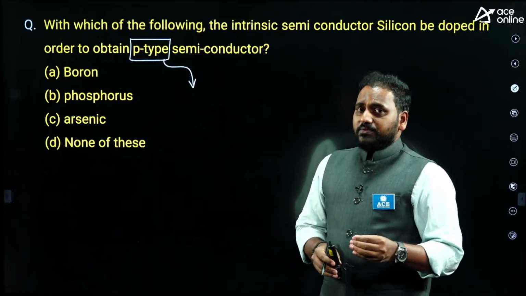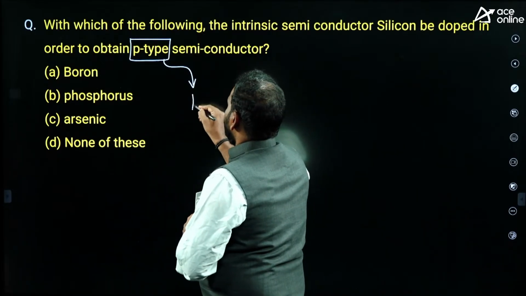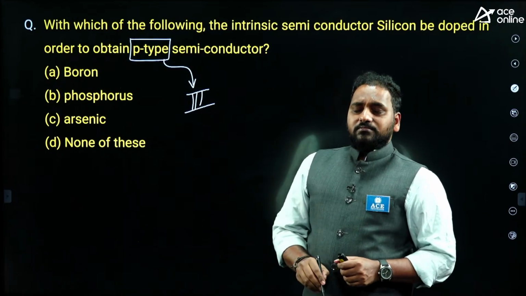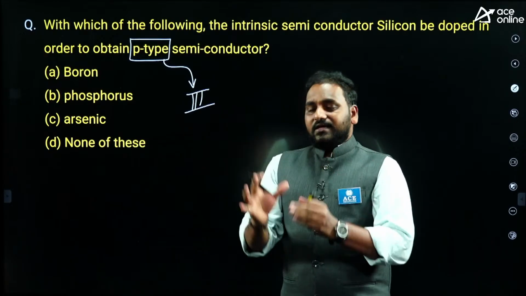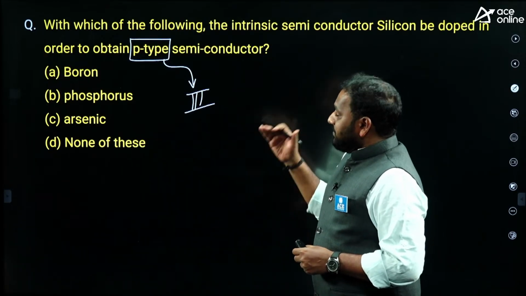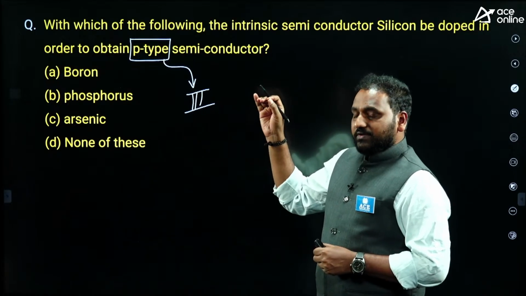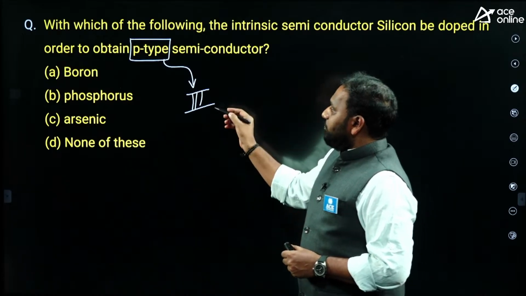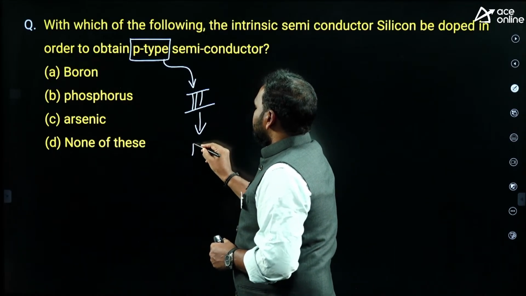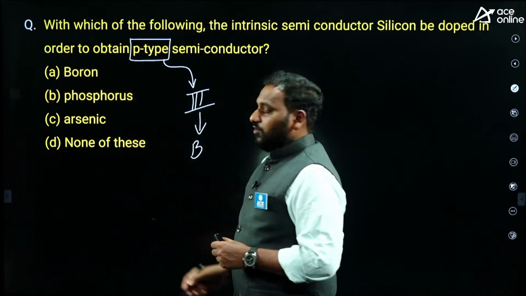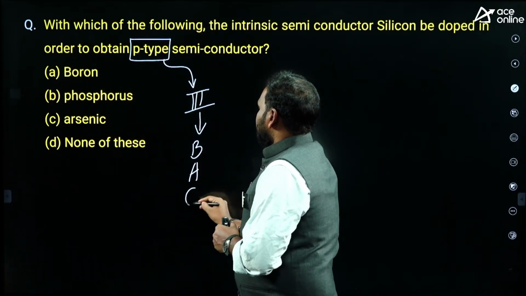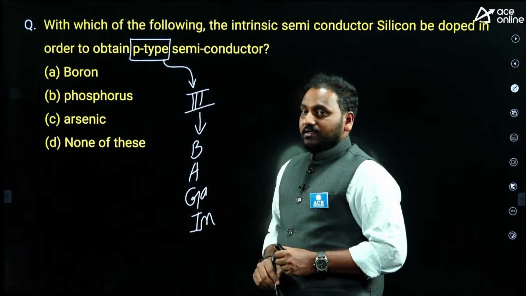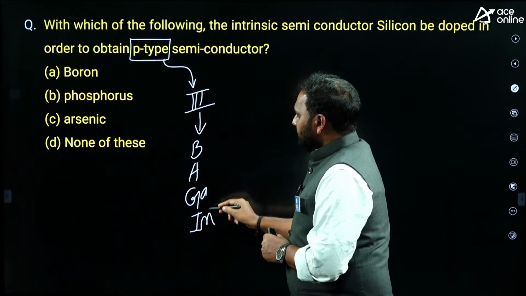So what are the trivalent impurities? The third group elements: boron, aluminum, gallium. So these are the elements. Luckily, in this question we can find only boron. In some of the papers I have seen the third group elements, I'm just writing the names, first letter boron, aluminum, gallium, and also indium. These are the elements. The examiner may give you boron, gallium, indium also.